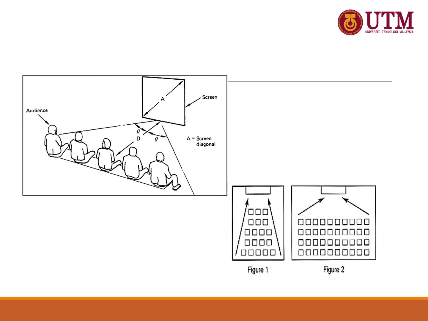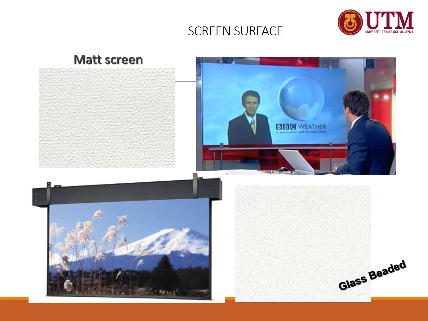And this is an example of how we could actually place our screen. The screen is A, and then some of the calculations that we need to follow to make sure all of the audience get the chance to actually see what is going on the screen. And here is an example of the matte screen. As we can see, the first picture, and then the second picture is the glass beaded.